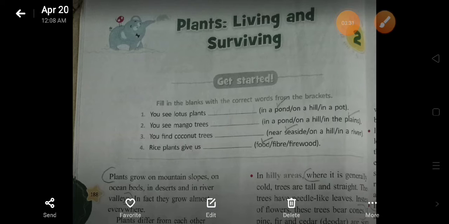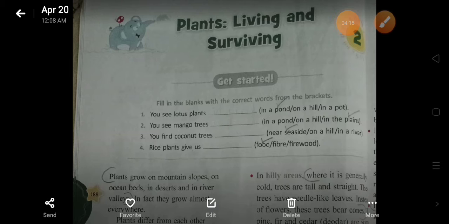Okay, students, plants grow almost everywhere. We already told, means plants grow on mountains, on ocean beds, in deserts and even in river valleys also. And plants differ from each other depending on the area where they grow. Means in different areas different plants grow. Okay, students? Then now let us read about plants that grow on land.